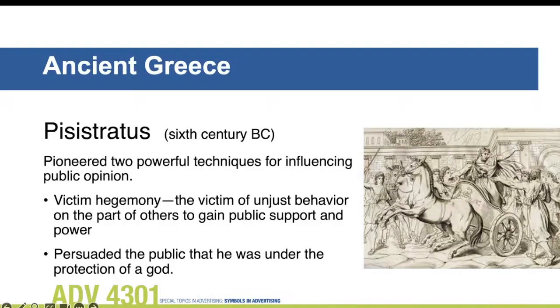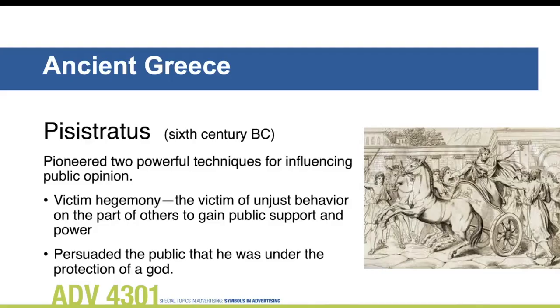We're going to start in ancient Greece looking at propaganda through the ages. It's been something that is very often used by humans. I think they started using it as soon as they were talking. So here is the first one we're going to talk about. He was in the 6th century BC, and his name is Pisistratus. I think I said that right.